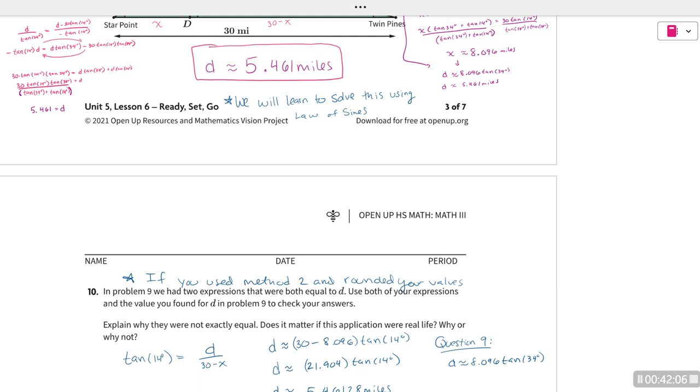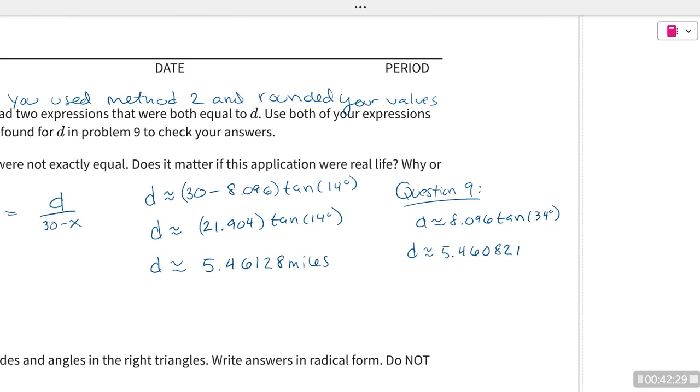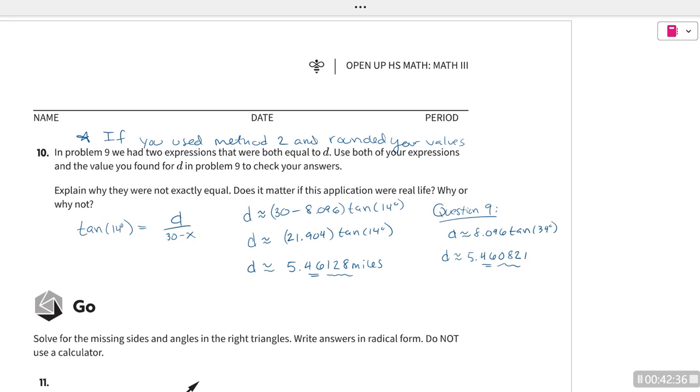So 8.096 times tan of 34 gives us about 5.46082. And I'll go to one more decimal place. So we see that the first 2 decimal places are exactly the same, but then it does start to change after the third.